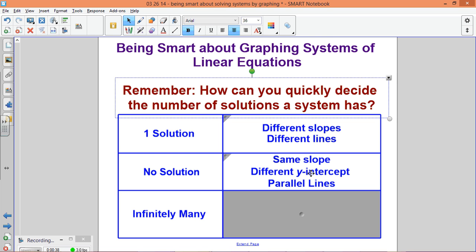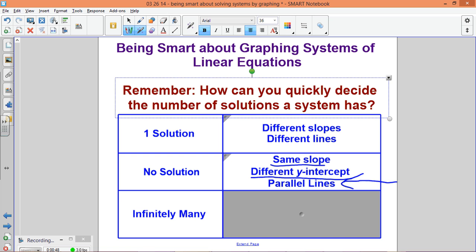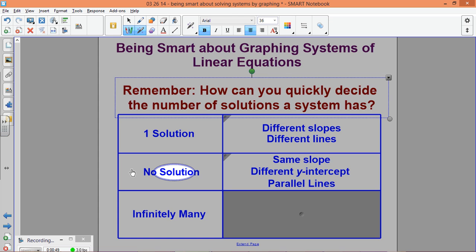For no solution, what we're going to have is the same slope but a different y-intercept. And what we're going to wind up with when we graph these is parallel lines. Parallel lines will always have no solution.